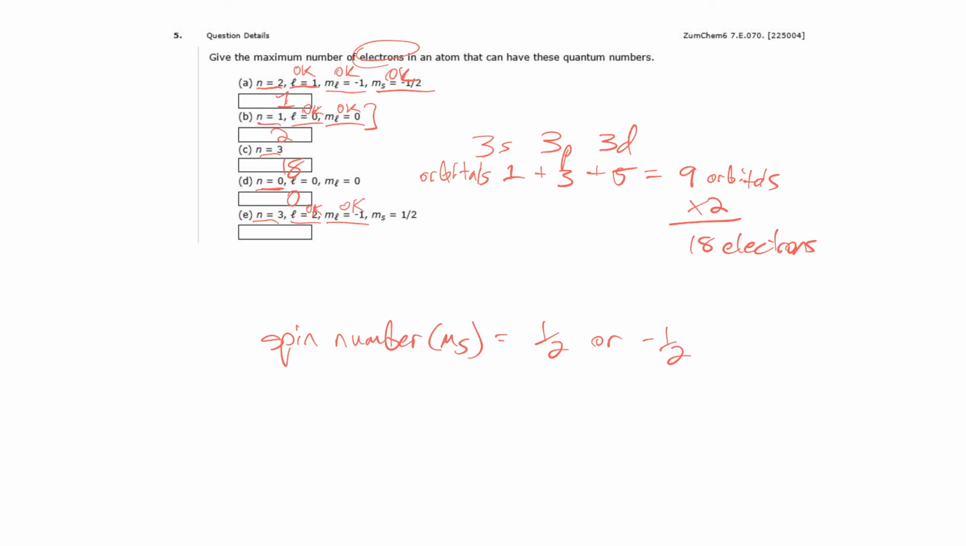And then lastly, if your spin number is positive 1/2, is that valid? Sure. That's one of the valid spin designations that you can have. So in the last case, we have all 4 quantum numbers valid. That tells us which specific electron. Only one single electron can have all 4 quantum numbers valid.